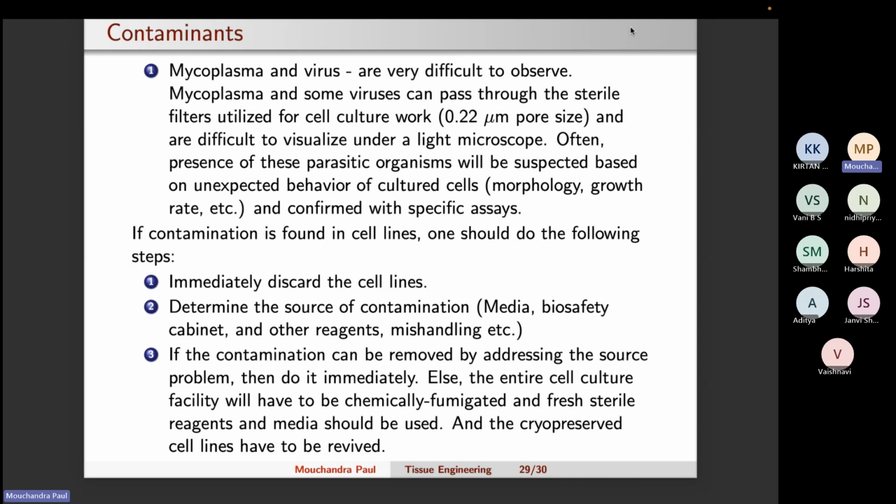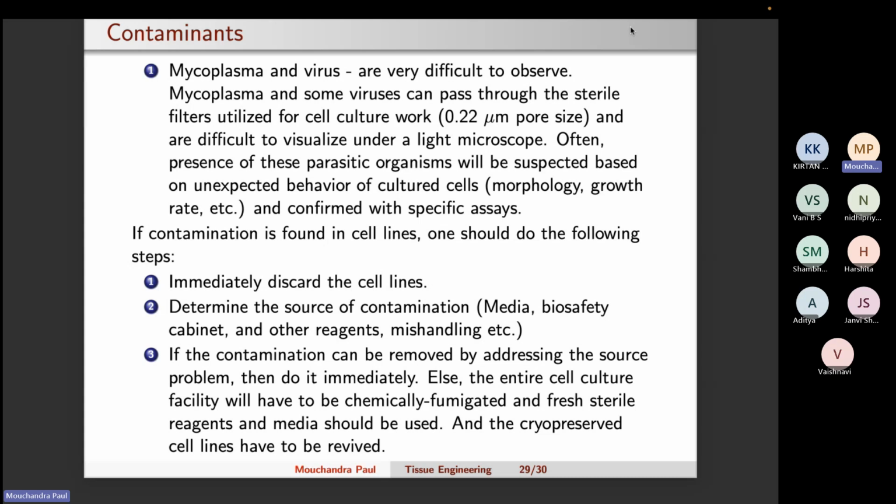First is to immediately throw away that cell line. If you detected that some unwanted host is there in your tissue culture flask, then you should immediately throw it. Then you have to identify what could be the reason for the arrival of this microbe in your flask. You have to first identify that problem and then immediately rectify it if it is rectifiable.